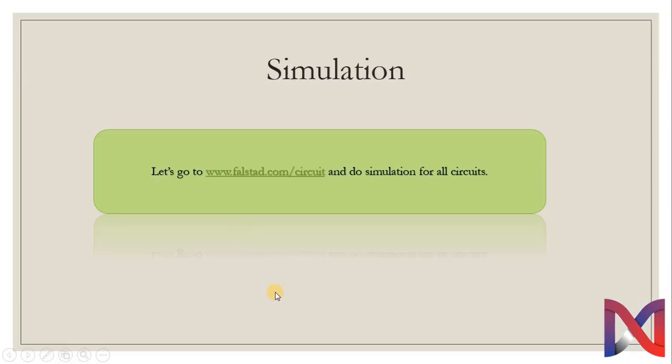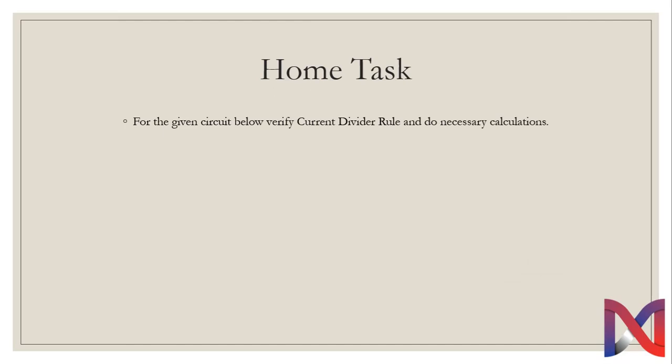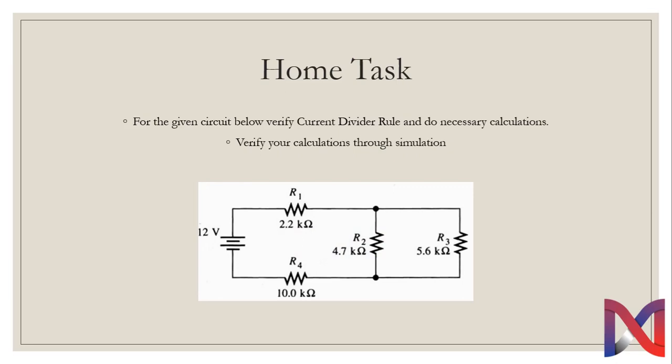As we are done with the simulation as well as the theoretical knowledge, now it's time for your home task. For the given circuit, you have to verify the current divider rule and do the necessary calculations. You have to verify the calculations through simulation as well. Here you have the circuit with 12 volts as source voltage, 2.2 kilo ohm as R1, then 4.7 kilo ohm, 5.6 kilo ohm and 10 kilo ohms. First you need to calculate R equivalent and then verify the current divider rule through simulation as well as calculations.